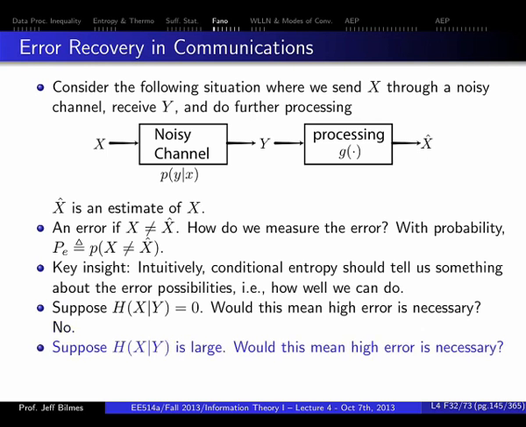On the other hand, suppose that this is large. Suppose that knowing Y, there's a lot of residual uncertainty about X. So we've lost a lot of X. That's a very, very noisy channel. When the channel is very, very noisy, we've lost information about X. And would this mean that the error is high? It should be. So what Fano's inequality does is it allows us to come up with a more formal relationship between these two quantities, the conditional entropy and the error.